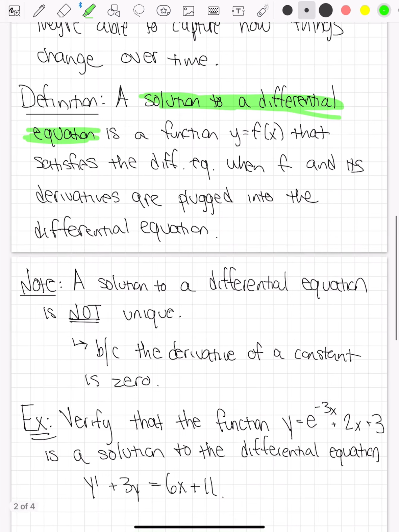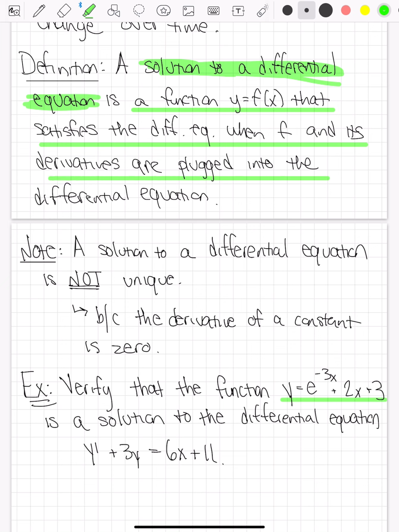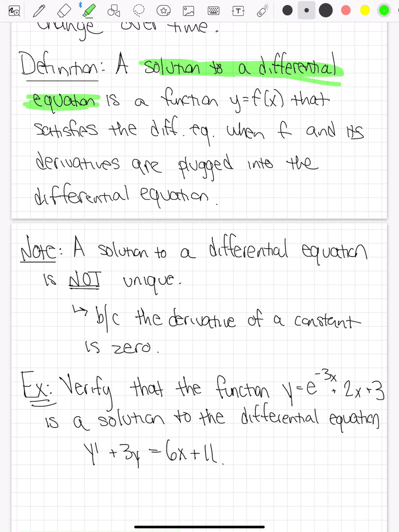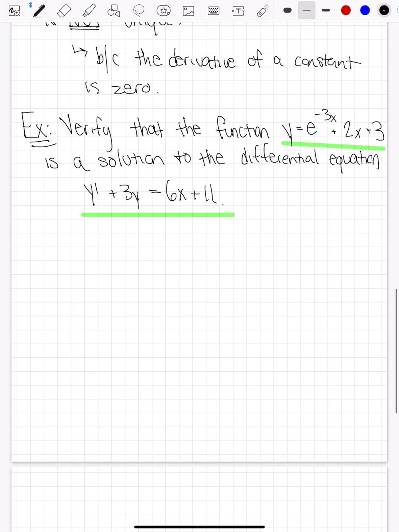So remember, when we talked about the solution, that's a function y equals f of x. So they're giving us the function here that satisfies the differential equation when f and its derivatives are plugged into the differential equation. So basically what we have to do is plug in our f and its derivatives into our differential equation, and if it gives us a true statement, then we know that it is indeed a solution.